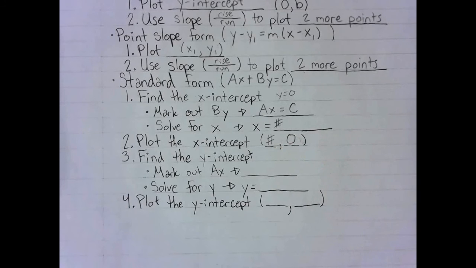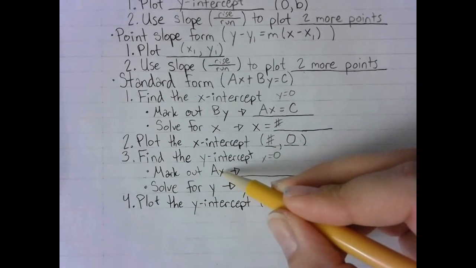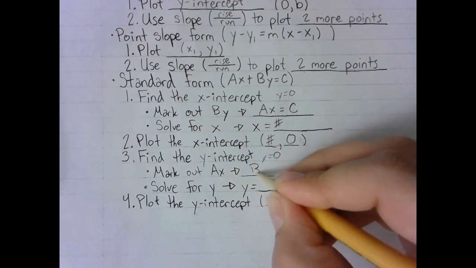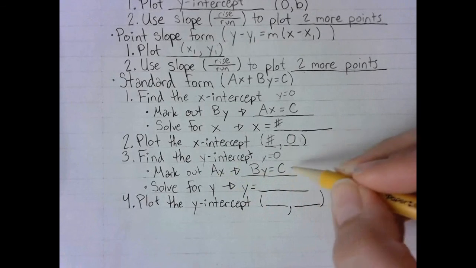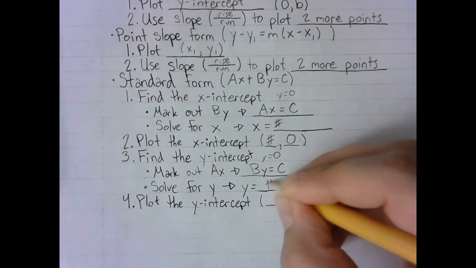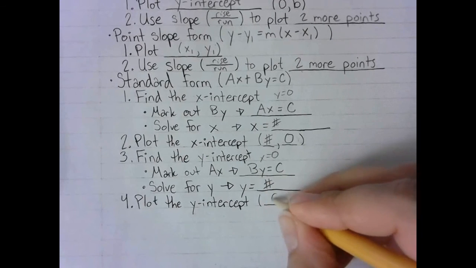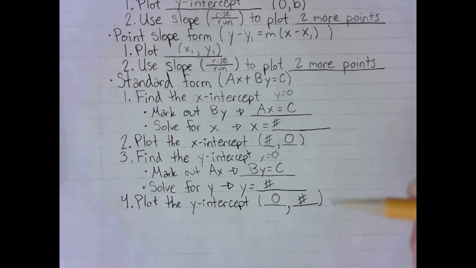So plot that. Then we have to find the y-intercept. This time, x equals 0. So anything a times 0 is going to be 0. So we mark out our ax and we get by equals c. Then solve for y by dividing both sides by b, and you'll get some number. Y equals some number. Then you plot the y-intercept, which is going to be 0, comma, whatever this number here is. Now you've got 2 points. Draw your line through them. And that's all you really got to do.